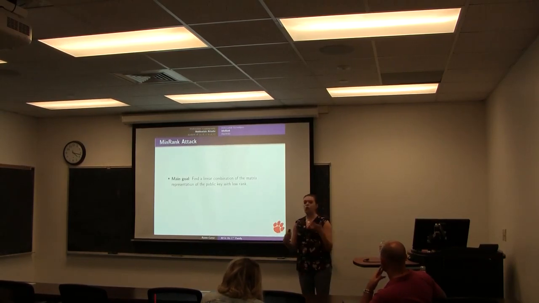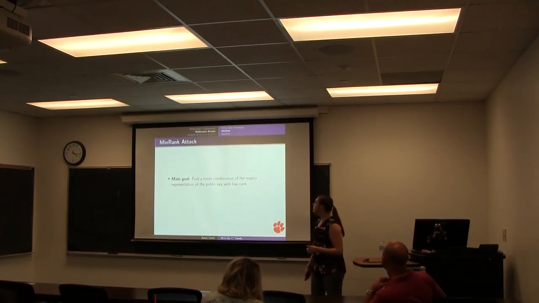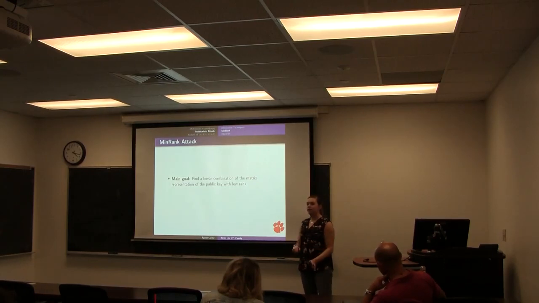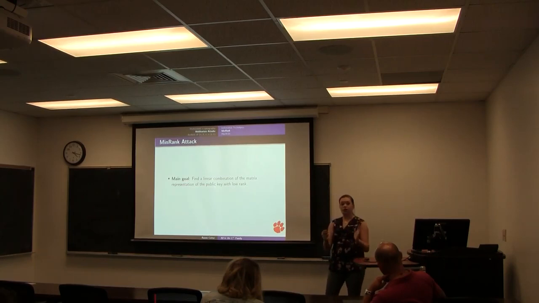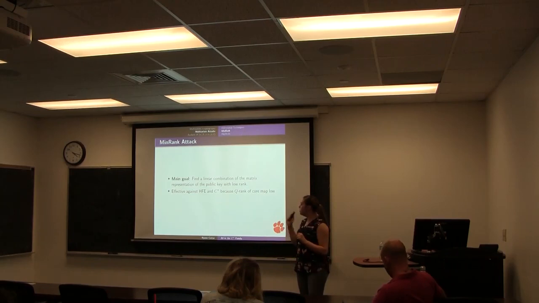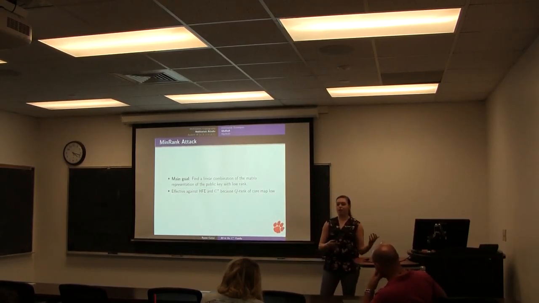And so the main goal of this min-rank attack is we want to find linear combinations of the matrix representation of the public key that have low rank. Because I know that that central map has low rank. So I want to be able to find a linear combination of the public key, so the stuff that I can see, that has low rank, because then I can find an equivalent key to the private key. So this attack is very effective against HFE and C star, just as we saw on the previous page. Those are going to be these maps that have very low Q rank.